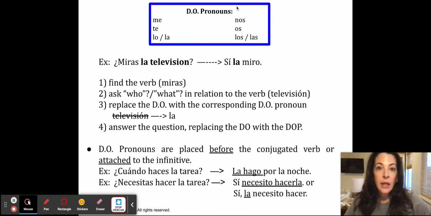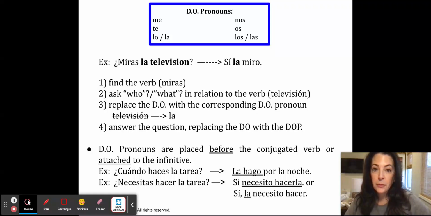These are the direct object pronouns: me, te, lo, la, nos, os, which you don't need to worry about, los, and las. Me is me, te, you. Lo and la can mean it, like do you like candy? Yes, I like it. It can also mean him or her. We'll get into that in a second. Nos, us, and then los and las can mean them, meaning people or things.